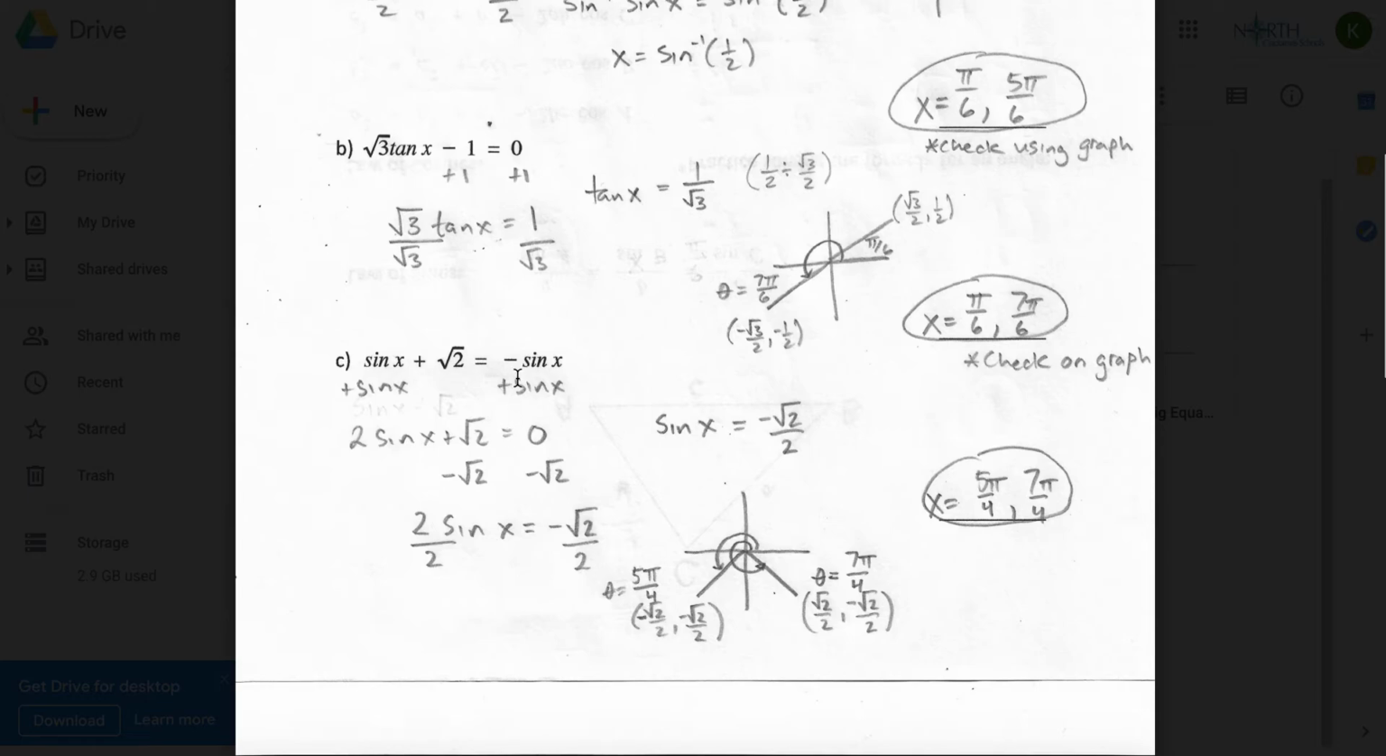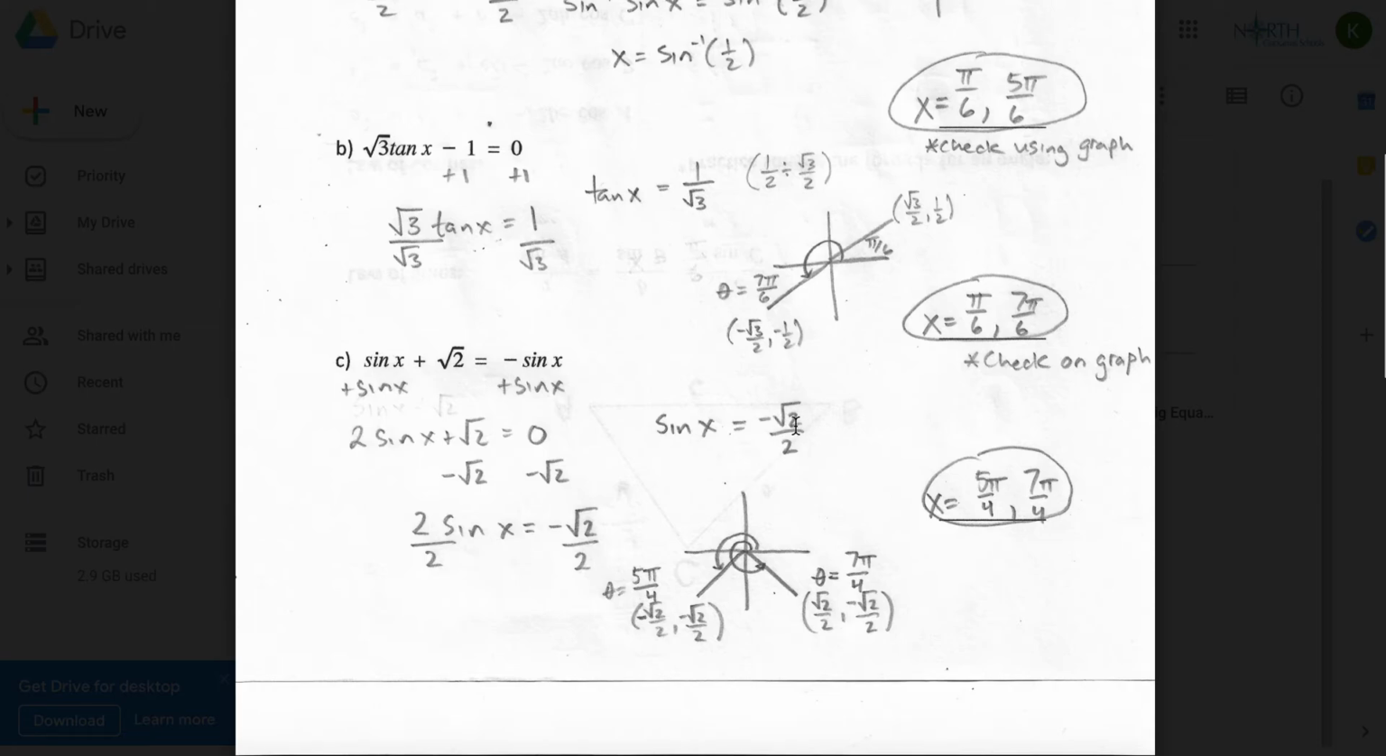I still want to combine my like terms, so that's okay to do that step. Now I'm going to subtract the square root of 2 because I'm trying to get my sine function isolated, or by itself. Now I have 2 times the sine of x equals negative square root of 2. So I'm going to divide by 2 to get rid of that multiplier there. Now I have the sine of x equals negative square root of 2 over 2.